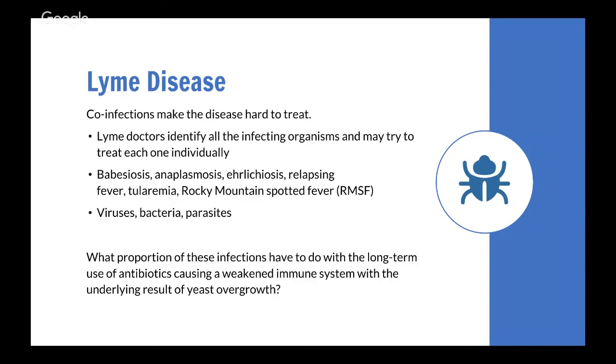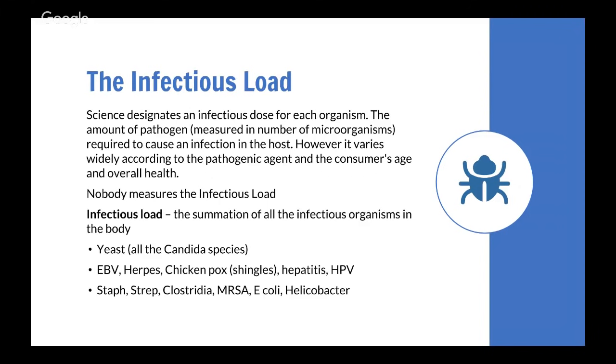Let's go to the next slide about the infectious load. So science designates an infectious dose for each organism. That's the amount of pathogen that will cause an infection in the host, but there's a variability there according to the pathogenic agent and the consumer or the victim or the patient's age and overall health. But nobody's really measuring the infectious load. That's what we were doing in New York with our AIDS study, trying to determine the load of yeast, the viruses, the bacteria.